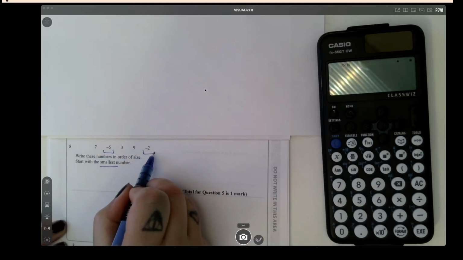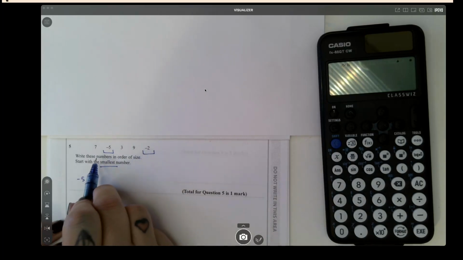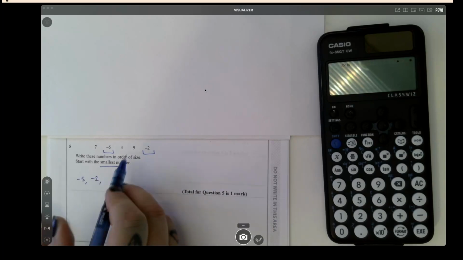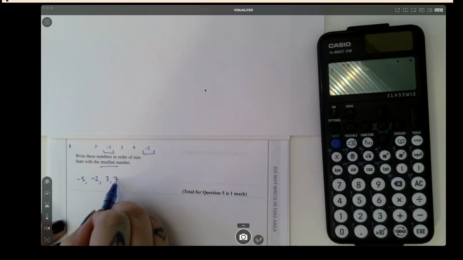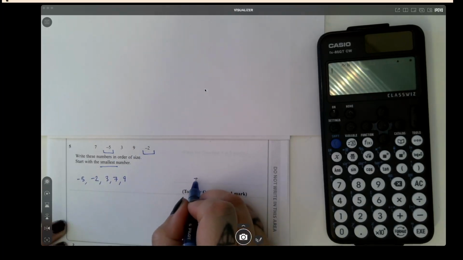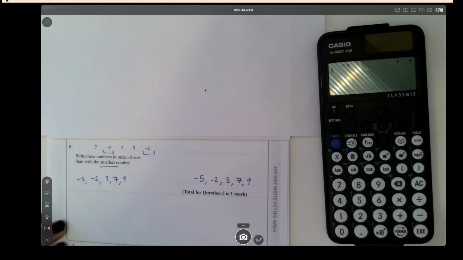We've got -5 and -2. -5 is smaller than -2 because it's further away from 0. So we'd have -5, -2, and then it would be 3, 7 and 9. I did it here just in case I got confused. Now I'm going to transfer it to my answer line.